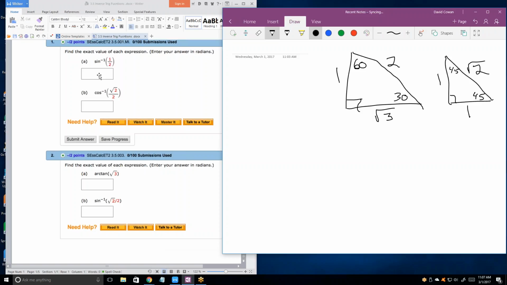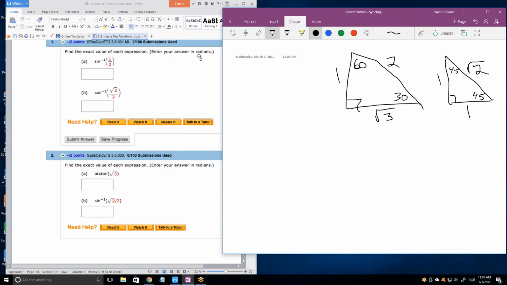The sine inverse. Oh, is it just 2? No, we're looking for an angle. Remember that the inverse sine gives you angles. Okay? Oh, so it's 30? Exactly. 30 degrees. But they want your answer in radians. Okay? Right. Okay.